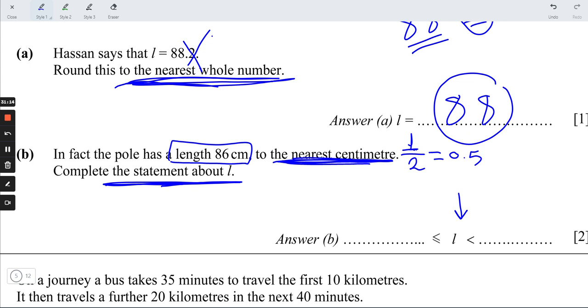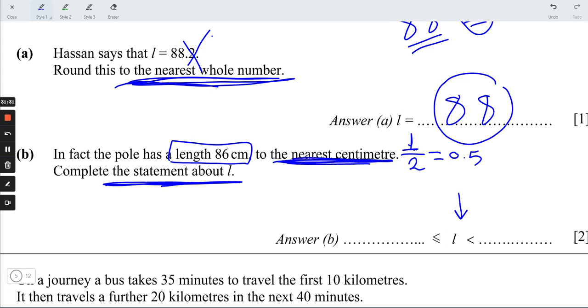Once they say to the nearest 10 centimeters, let's say for instance 10 centimeters, that means it's tenths. So 10 divided by 2, you have to halve it. It means you have to divide it by 2.